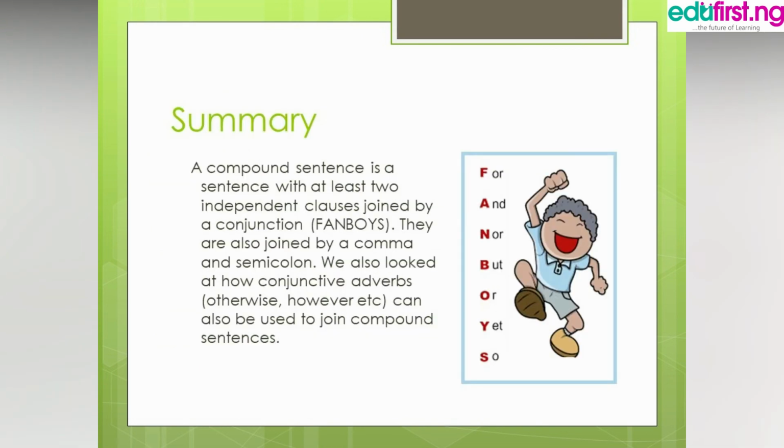So summarily, a compound sentence is a sentence with at least two independent clauses joined by a conjunction. Remember, we said you can remember these conjunctions by knowing the FANBOYS acronym. They are also joined by a comma and a semicolon. We also looked at how conjunctive adverbs like otherwise, however, etc. can also be used to join compound sentences. I hope you have learned how to identify and form compound sentences.